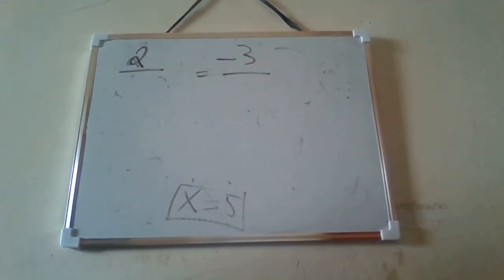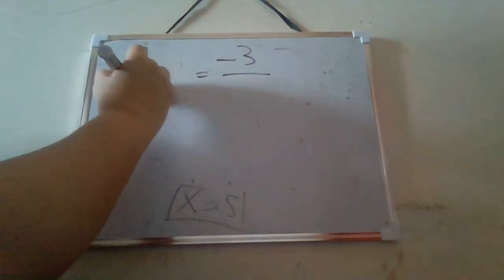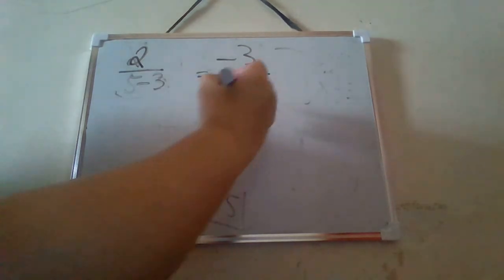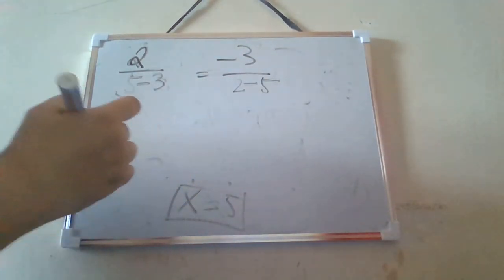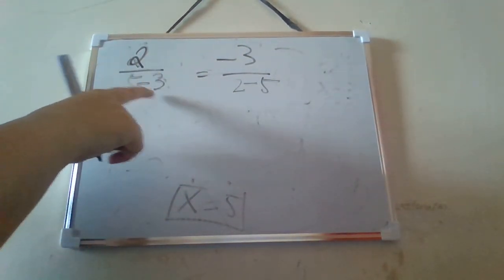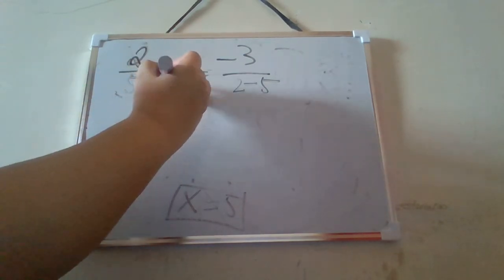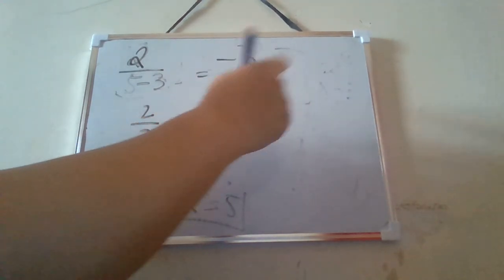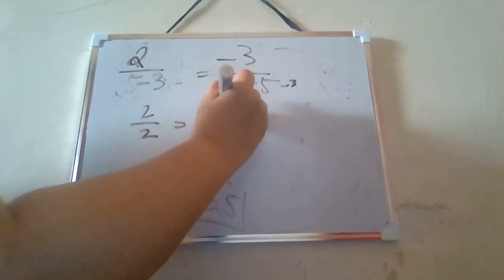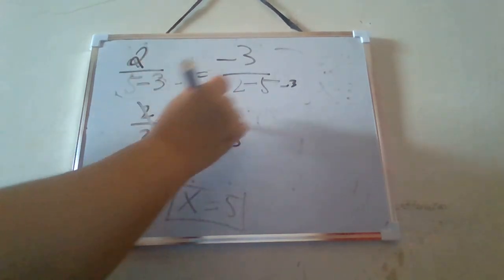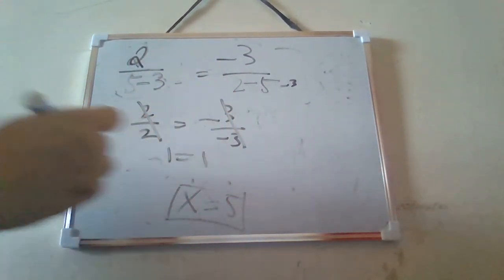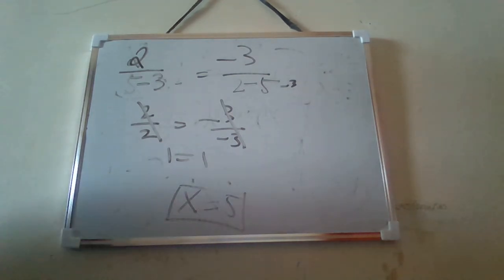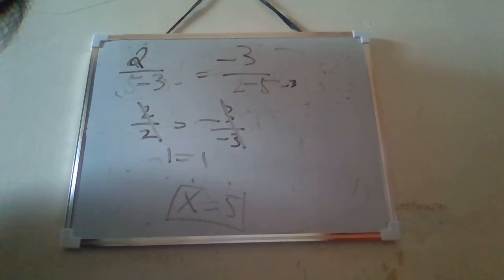So x minus 3 sa first denominator, so that becomes 5 minus 3. Ito naman ay 2 minus x, so it becomes 2 minus 5. Alright, so 2 over 5 minus 3, that is equivalent to 2 over 2. Equals 2 minus 5, that's equivalent to negative 3. So negative 3 over negative 3, that's 1 equals 1. So you got the correct answer for the value of x. Thank you!